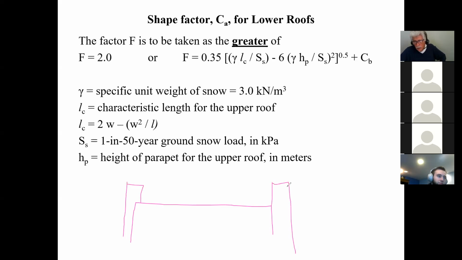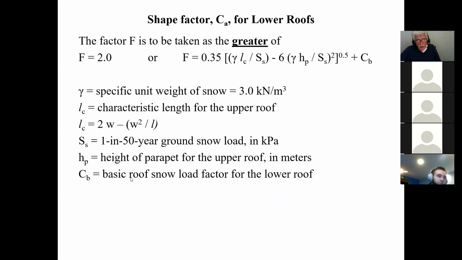I've been involved in buildings where the architect made this parapet 1.2 meters high for architectural reasons. So the parapet can be as high as 1.2, and don't forget that when you calculate the height, it goes from there to there. That's what you're calculating, from the height of the parapet to the height of the lower roof. So that's the height of the parapet. And CB, the basic roof snow load factor of the lower roof always.